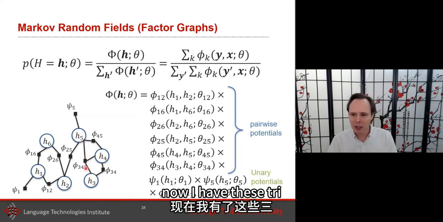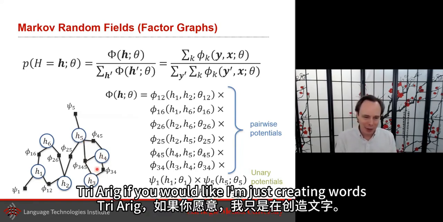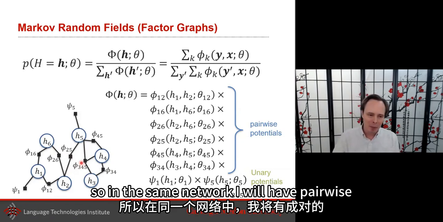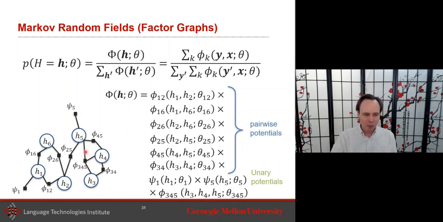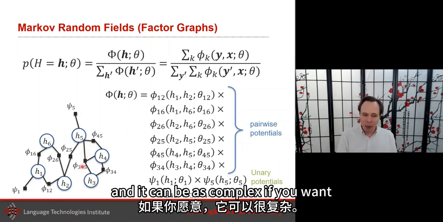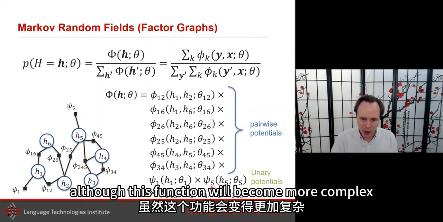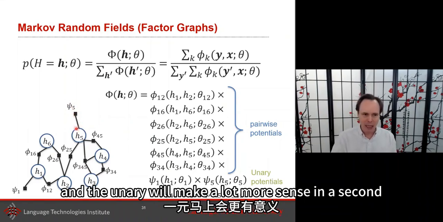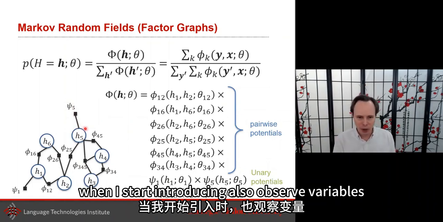and H3 is 1, let's say, or some other combination. Now I have these trinary potentials, if you would like, I'm just creating words, defined over my latent variables. So in the same network, I will have pairwise, I will have triplets, and it can be as complex as you want, although the function will become more complex. And I could also have unary, and the unary will make a lot more sense in a second when I start introducing observed variables.